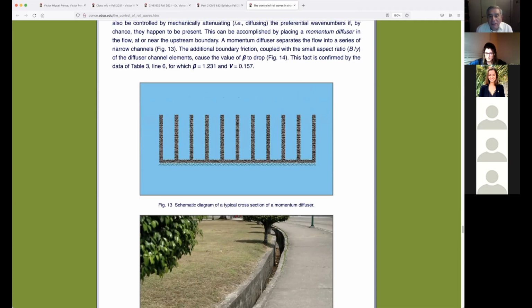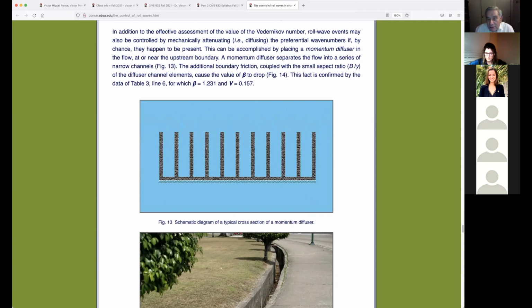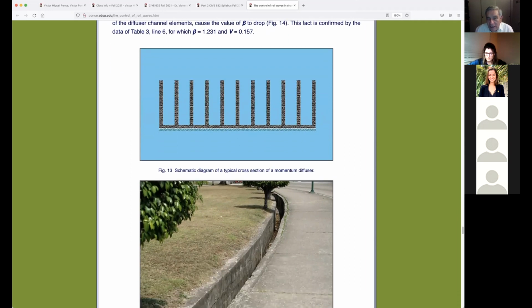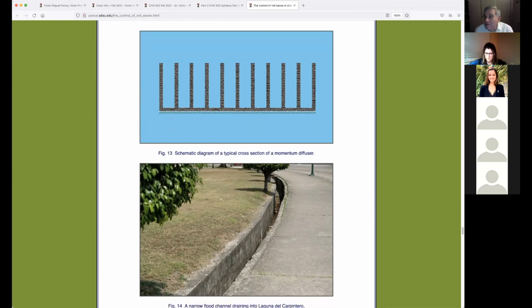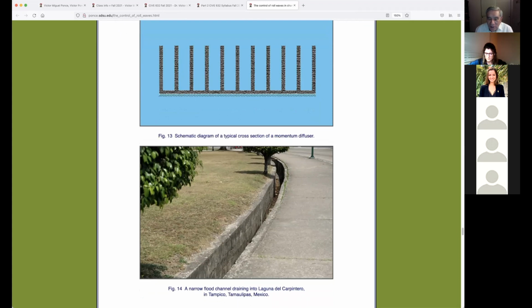But suffice it to say at this point that the structure has, to my knowledge, never been built because it's relatively new. I have not heard anybody call me and say, hey, we like your idea, we're going to build this thing. It hasn't happened yet, but it will in the future.